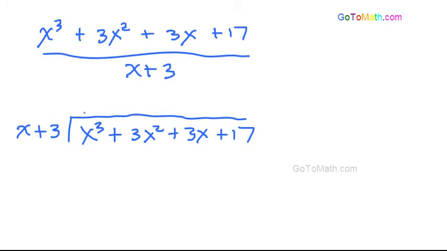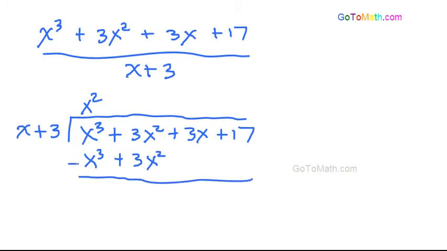So x goes into x cubed, you're left with an x squared. Then multiply x squared times x and you get x cubed, and x squared times 3, you get 3x squared. So we go minus, that'll make that a minus, so that's going to be 0. That's going to make that 0, so we're going to just carry down this 3x plus 17 over here.